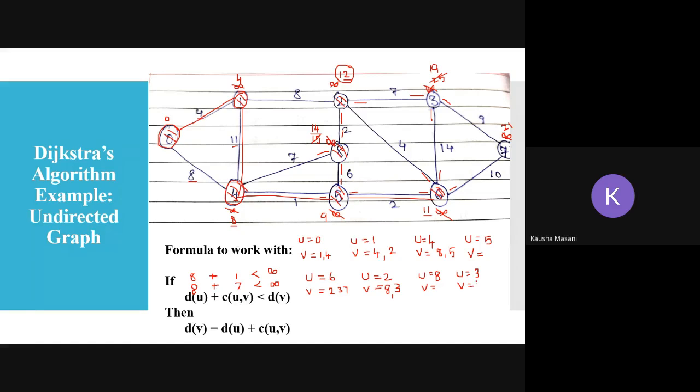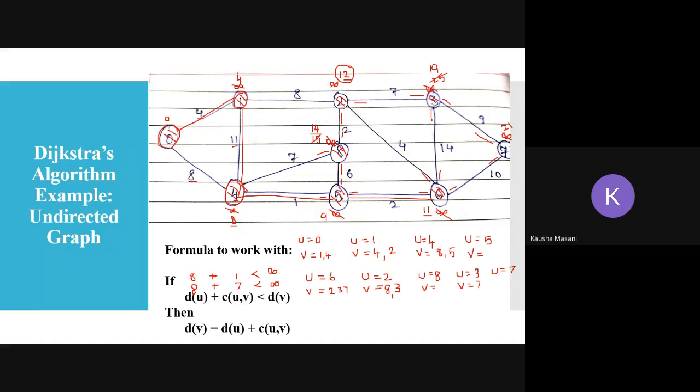So 3 also got explored. And for 7, there is nothing to explore because 3 is also explored, 6 is also explored. So for u equal to 7, nothing to be done. 21 is the final distance.